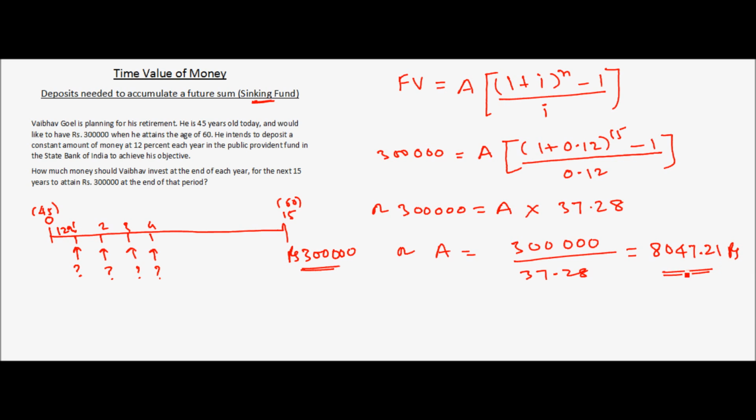So 8047.21 rupees is the amount of annual payment which Vaibhav should be depositing at 12% per annum in order to get rupees 300,000 at the end of the next 15 years. Now in this method we use the formula for finding out the future value of an ordinary annuity. There are multiple methods to solve problems regarding sinking funds, and these multiple methods have been discussed in the video for the fundamentals of sinking funds.